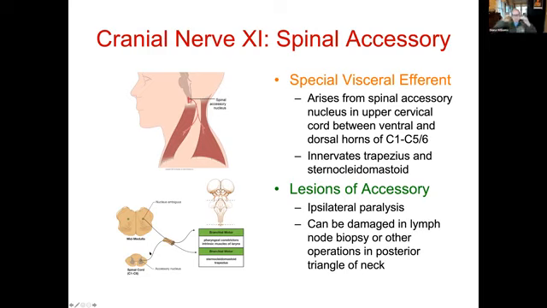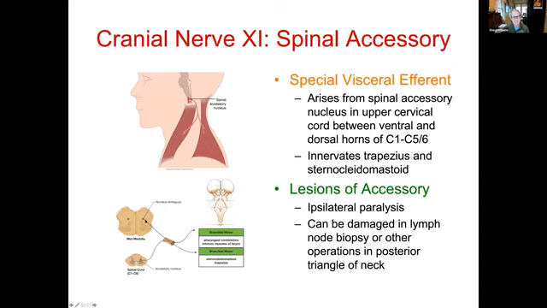So as C6, C5, and C4 fibers come out, they come together and form a structure that runs up into the foramen magnum. Okay, so they're coming from the cervical area of the spinal cord. They go up into the skull through the foramen magnum, and they're in the posterior fossa near the brainstem.